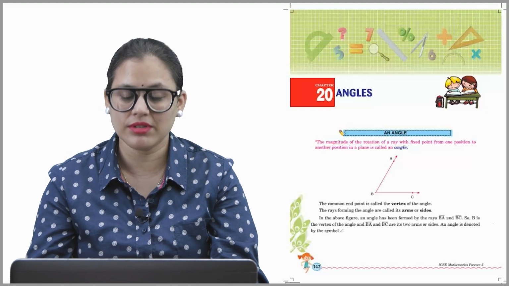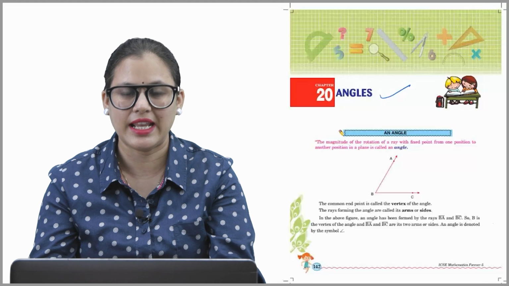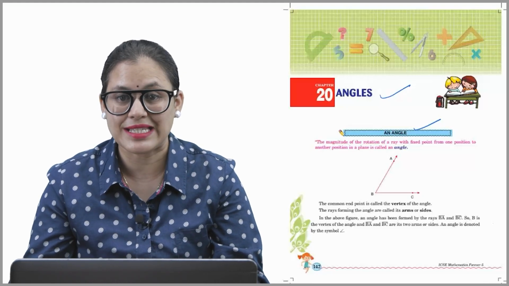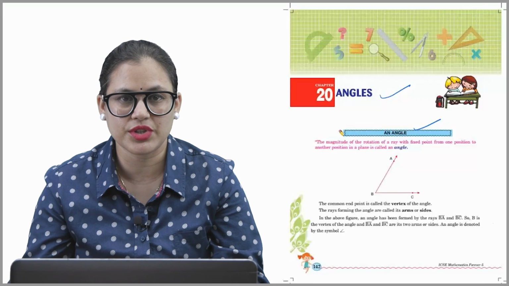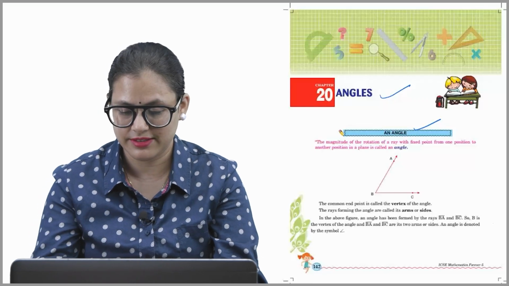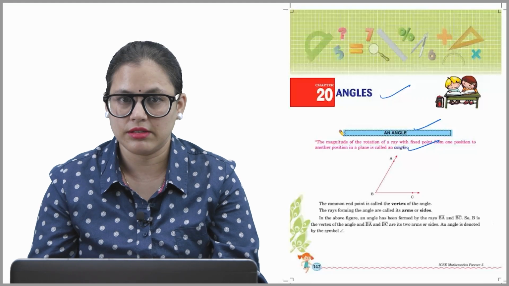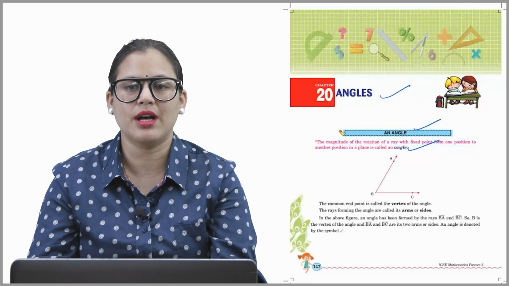Let's start today's chapter, angles. An angle is the magnitude of the rotation of a ray with a fixed point from one position to another position in a plane. The common endpoint is called the vertex of the angle. The rays forming the angle are called its arms or sides.